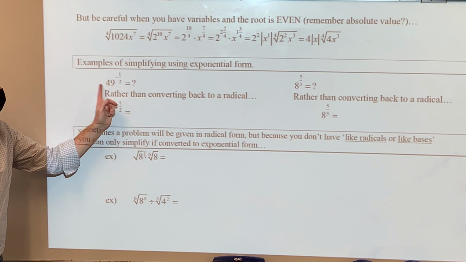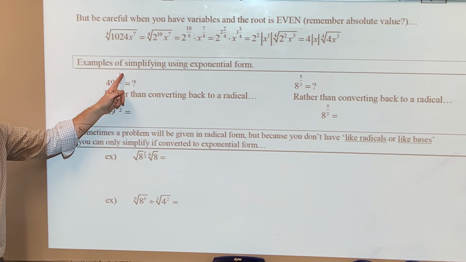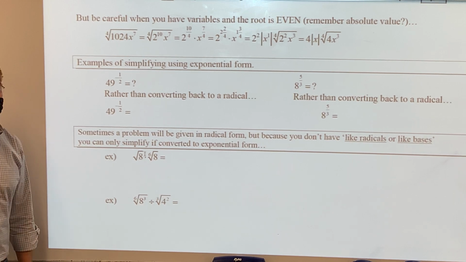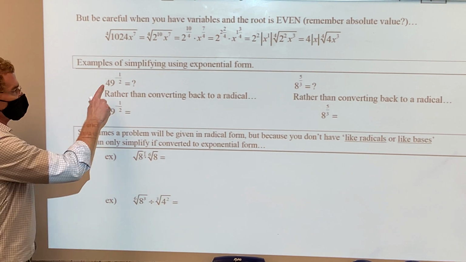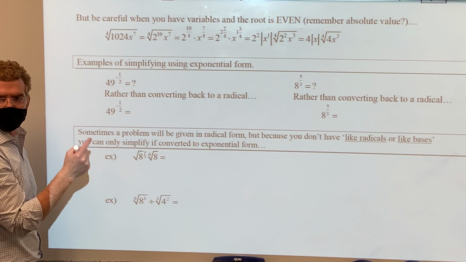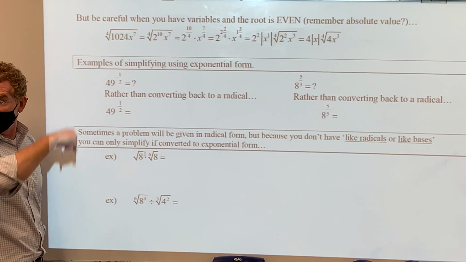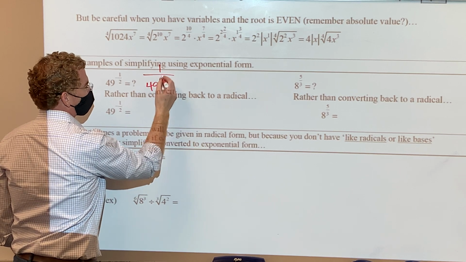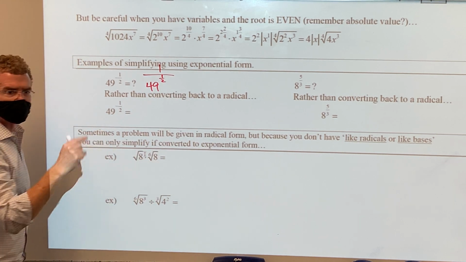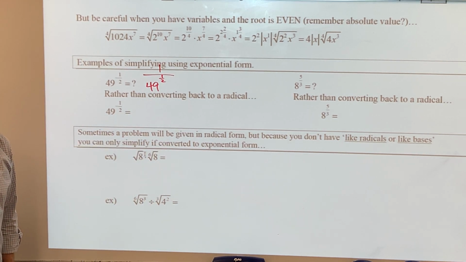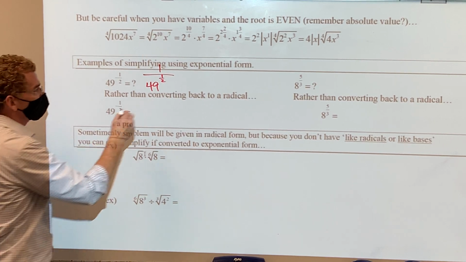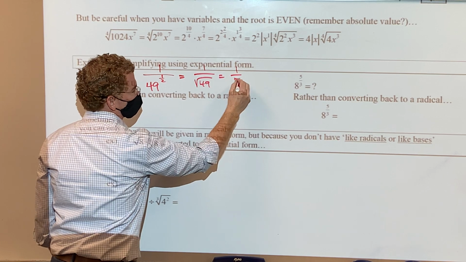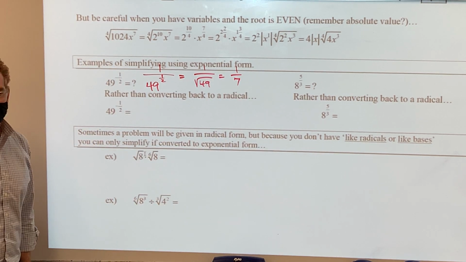Other ways of simplifying. I have 49 to the negative 1/2. Now you might think to yourself, okay, a negative means what? A negative exponent means put it in the denominator. So that would give me 1 over 49 to the positive 1/2. And then a positive 1/2 is the same thing as a what? A square root. So that means 1 over the square root of 49, and that would give you 1 over 7. And there's nothing wrong with that.